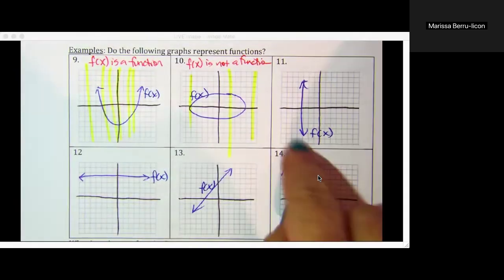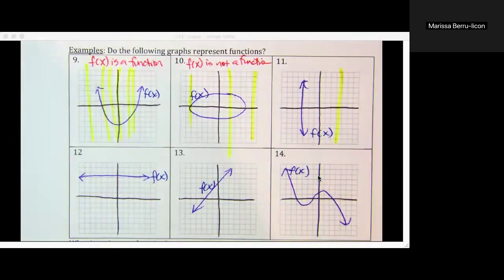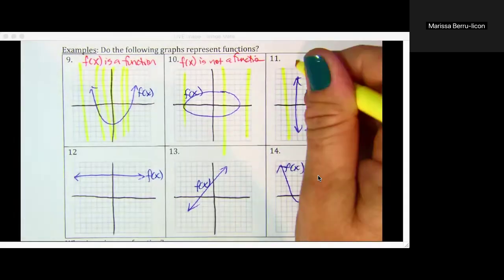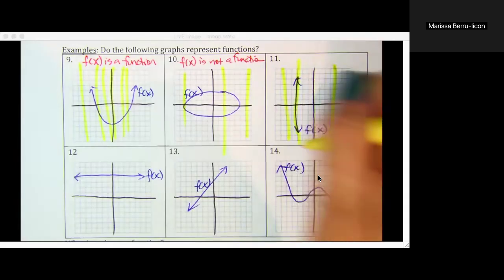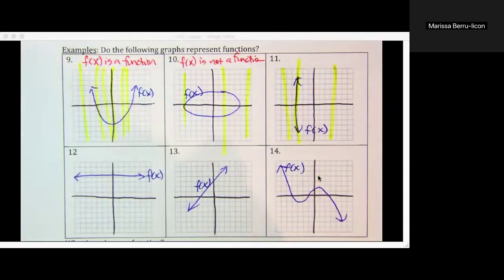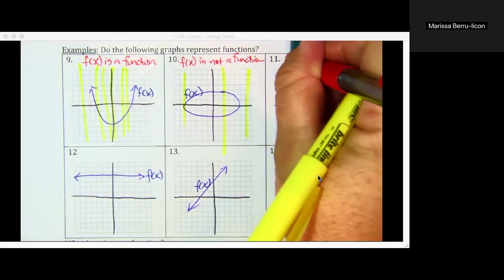So in the next example, a vertical line out here is totally fine. Over here is totally fine. But this one vertical line, and it only takes one, hits at every single point. Not only does it hit more than once, it hits at every point. So that would tell us that f of x is not a function.